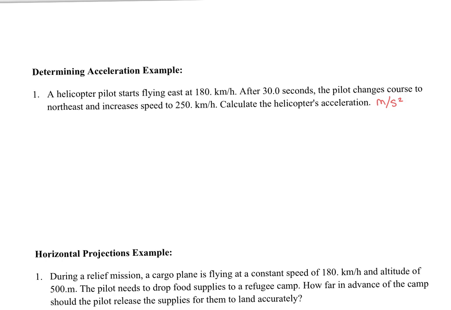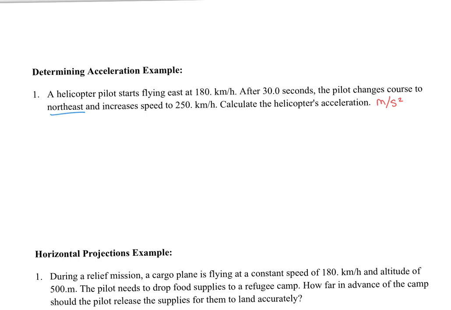But you'll notice in this particular problem, they gave everything to me in kilometers per hour. So when I get my final velocity, it's going to be in kilometers per hour. So before I divide by my time, I am going to have to do a conversion. You can wait till the end to do that conversion, but you are going to have to do it. So it starts out flying east at 180 kilometers per hour. After 30 seconds, it changes course to northeast and increases its speed to 250 kilometers per hour.